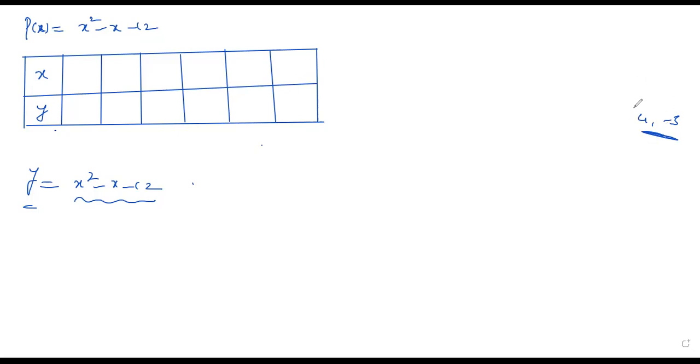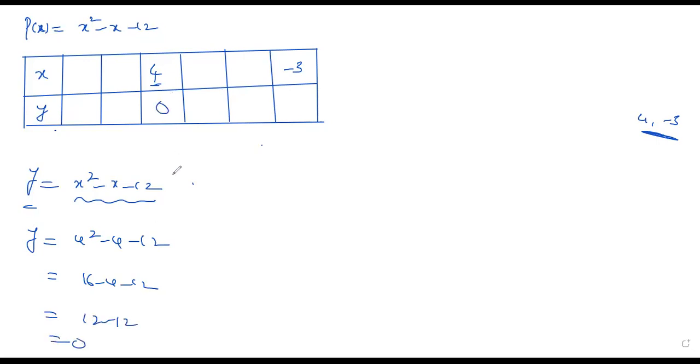Just do it in rough work. Take x equal to 4 somewhere and x equal to minus 3 somewhere. If you substitute x equal to 4, what will happen? y is equal to 4 squared minus 4 minus 12, that is 16 minus 4 minus 12, that is 12 minus 12, 0.